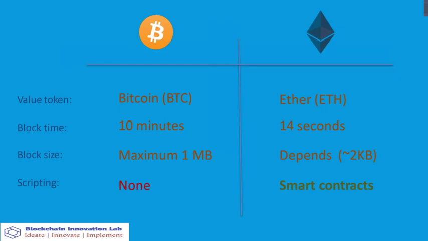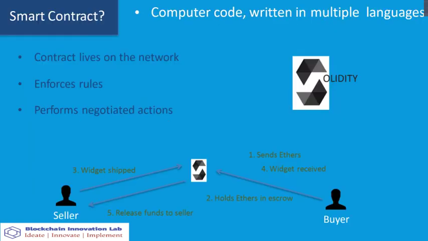And for scripting, it is smart contracts. A smart contract is like any other programming thing which you do. It's computer code written in multiple languages. People who are good and familiar with Java programming will find it easy to learn Solidity programming. Solidity and Go Ethereum is what you need to learn to be a blockchain developer. The contract lives on the network, it enforces the rules, and it performs negotiated actions.